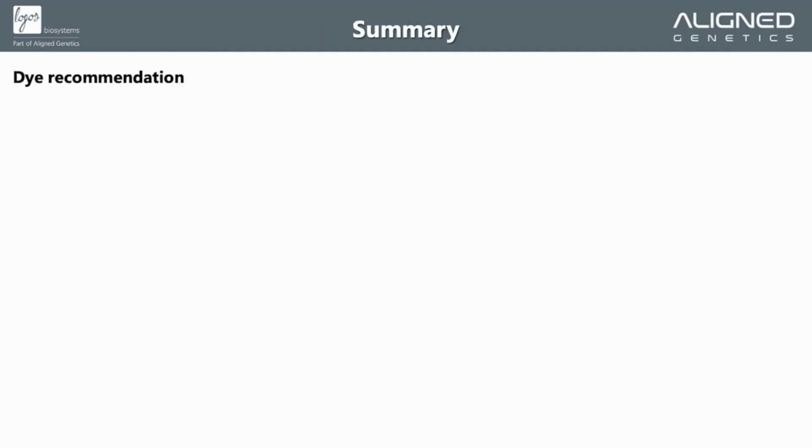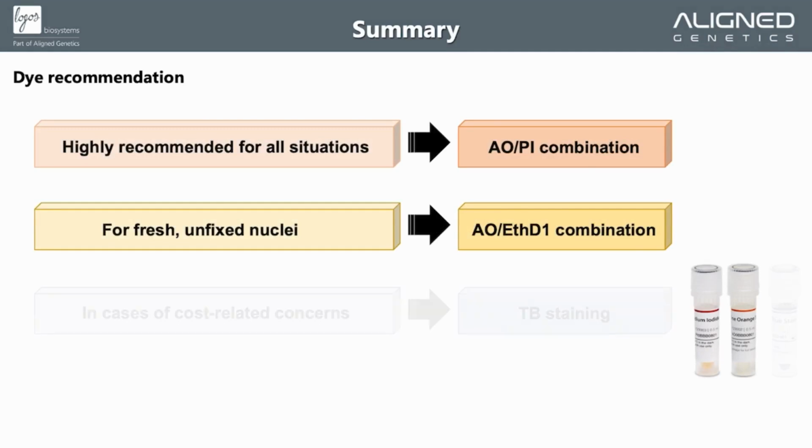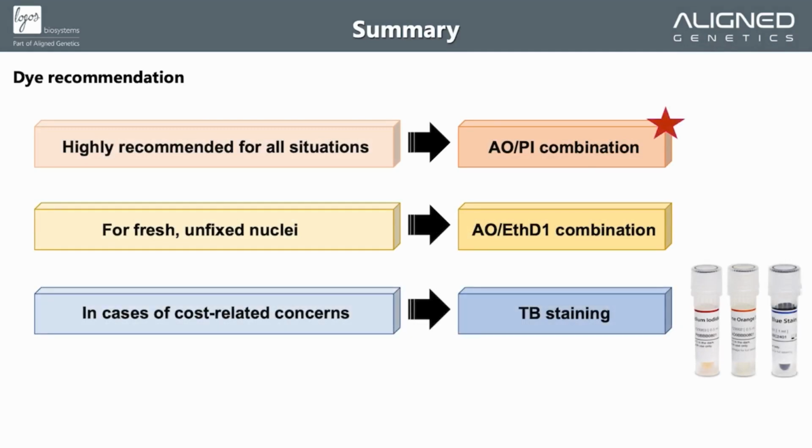Okay, to summarize today's presentation, we highly recommend using the AOPI combination for all situations. If AOPI is unavailable, ethidium homodimer can serve as an alternative. However, when using ethidium homodimer on fixed nuclei, signal intensity issues may arise, and it can potentially lead to inaccurate data analysis. To mitigate this, you can adjust the exposure level. However, AOPI is the best dye combination.